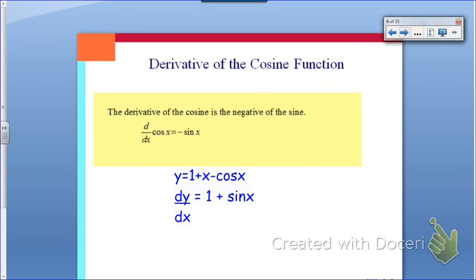Here's an example of a typical problem that would use the derivative of sine or cosine. Derivative of cosine, notice, is negative sine, or the opposite of the sine function. So here's an example. If we have 1 plus x minus cosine of x, the derivative of 1 is 0, the derivative of x is 1, and the derivative of cosine would be negative sine. So the derivative of negative cosine is positive sine. So this would be our derivative answer.